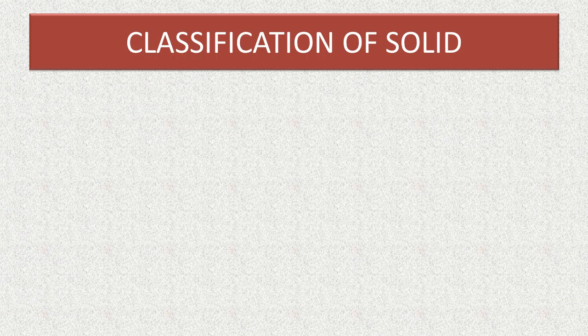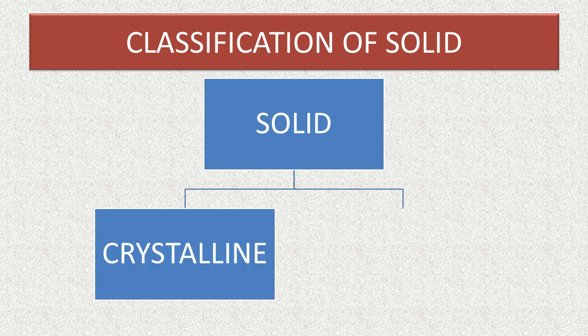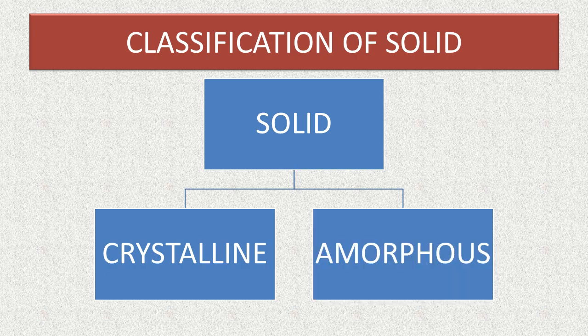Classification of solid. Solids are classified into the following two types on the basis of the presence or absence of orderly arrangement of constituent particles. One is crystalline solid and another one is amorphous solid.